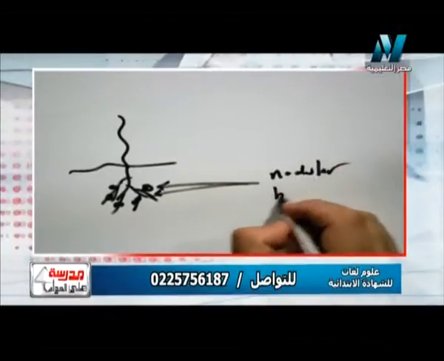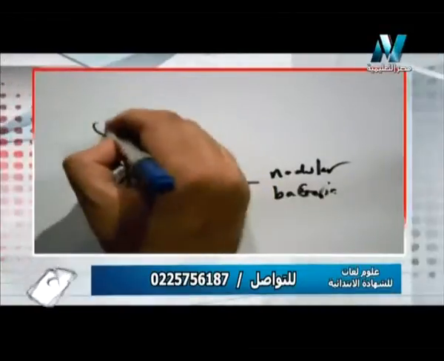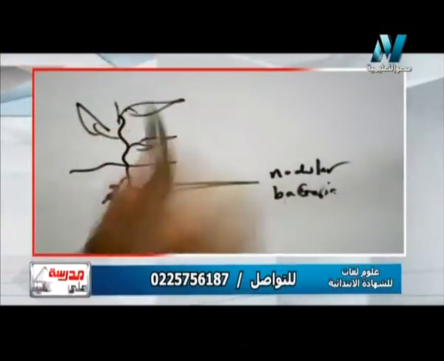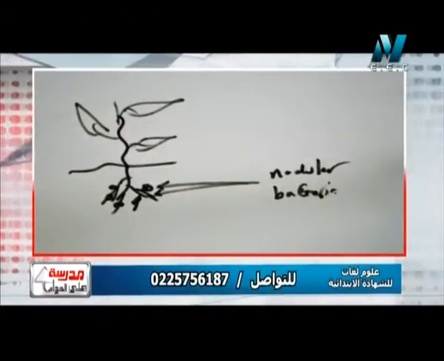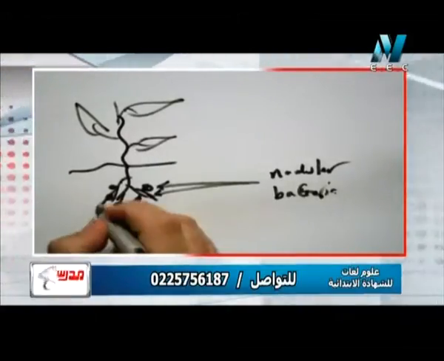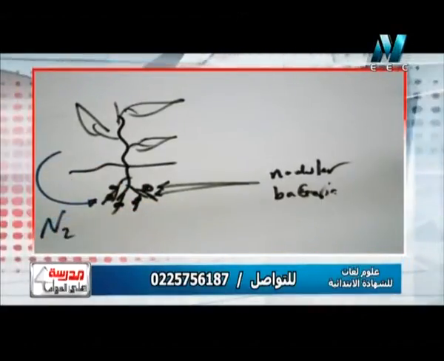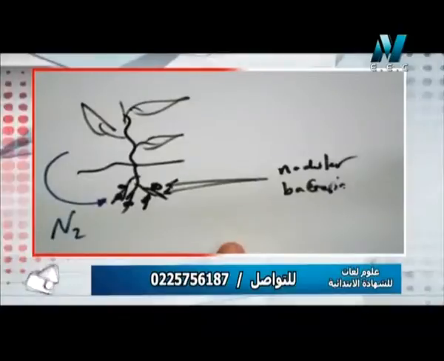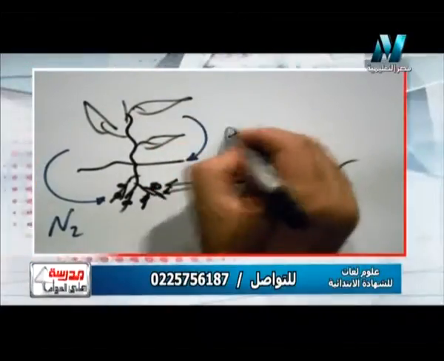Nodular bacteria. Okay? And I have the plant here like this. What is the relation between bacteria and the bean plant? I think that bacteria fix nitrogen for the plant from the atmosphere. It gives nitrogen to the plant, and it takes food from the plant.